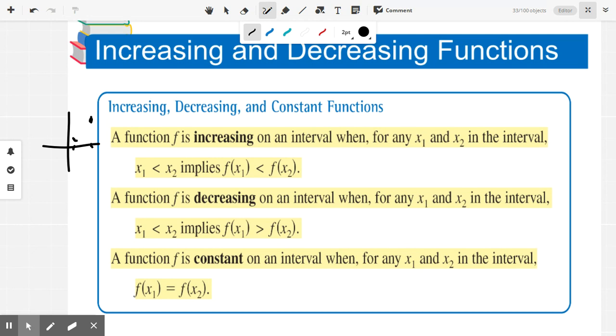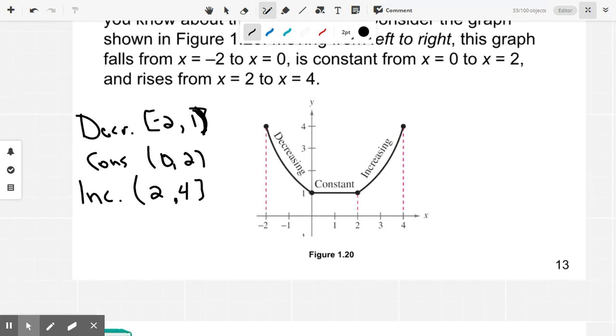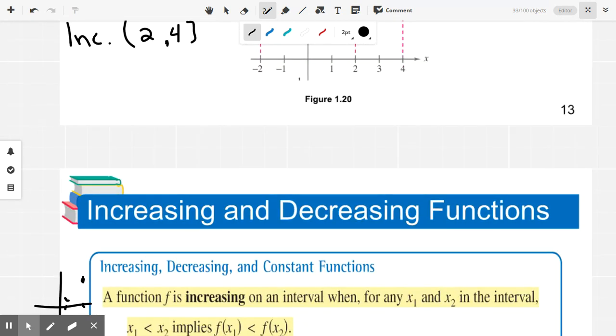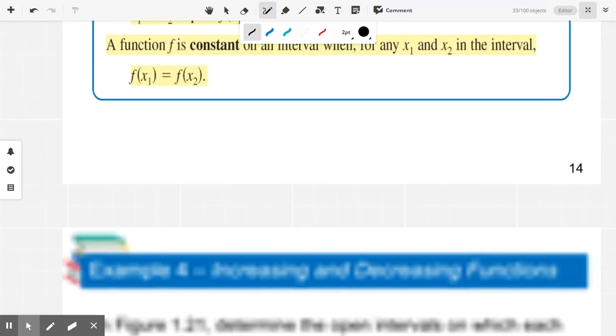So this is a little bit of some mumbo jumbo, is what I like to say, because it's a little harder to understand than looking at the graph. It's pretty easy to understand. That's going downhill. That's decreasing. That's staying the same. It's constant. This is going uphill. It's increasing. All right.